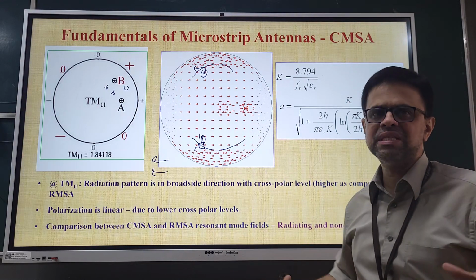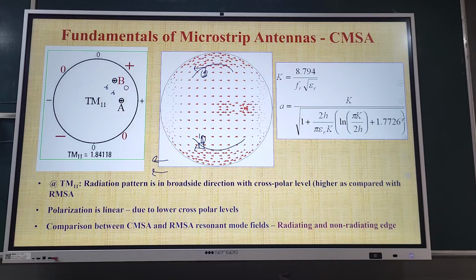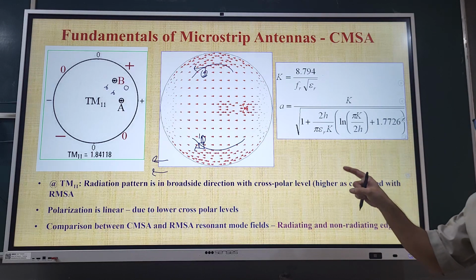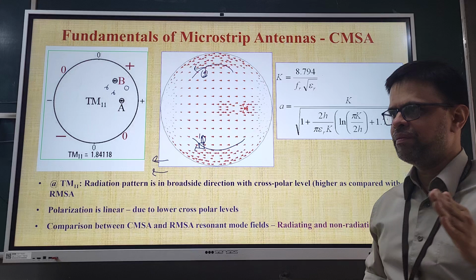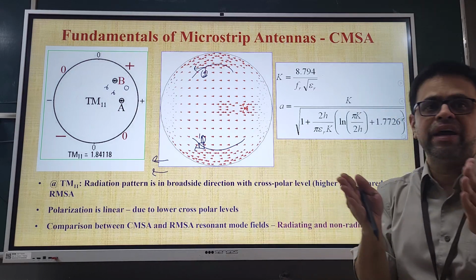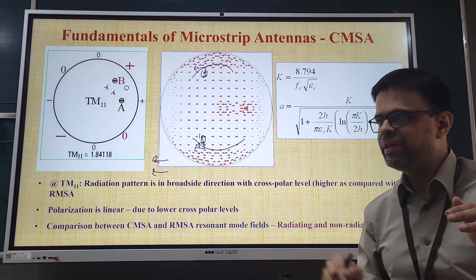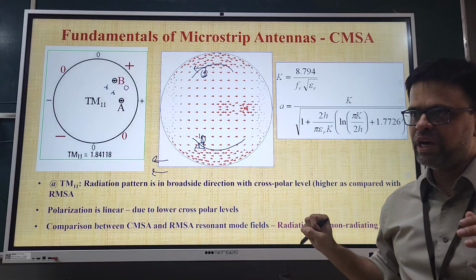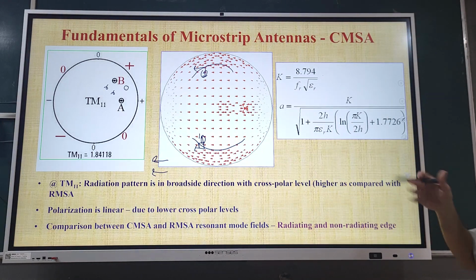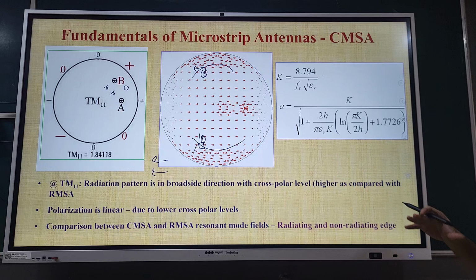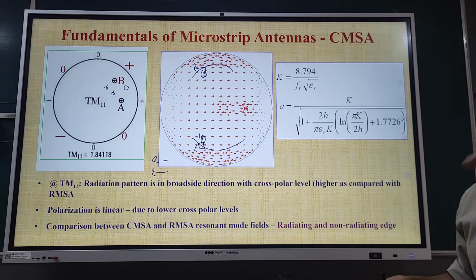This point we have not discussed in the previous lecture when we compared RMSA, because we said RMSA has the lowest cross polar, ETMSA has the highest, but why? And CMSA lies in between. So this is the reason. For any offset feed point location, only your fundamental mode gets excited, unlike the case in the rectangular patch, where you get 10 and 01.